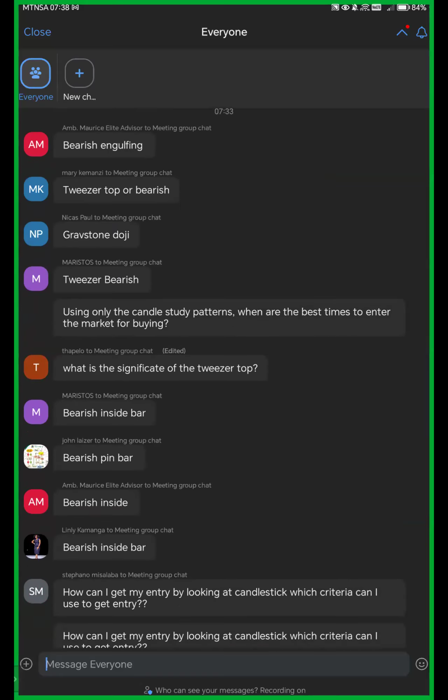What is the significance of a tweezer top? A tweezer top signifies market movement to the downside because the market has been going up. So the tweezer top is the one that tweezes the price to the bottom, while the tweezer bottom is the one that tweezes the price to the top. The tweezer top tweezes downwards. Tweezer bottom tweezes upwards.